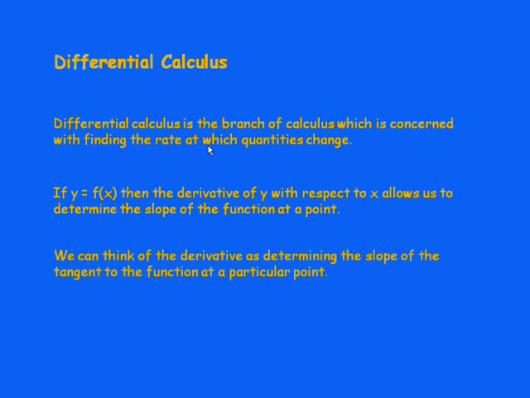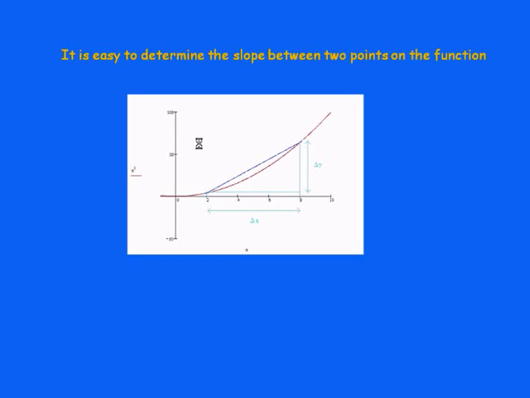And we can think of the derivative as essentially determining the slope of a tangent to the function at a particular point. Now, to understand this, let's first of all look at some diagrams. First of all, it's very easy to determine the slope between 2 points on a function. Here we've drawn the function of y equals x squared. Now suppose we want to find the slope at the point x equals 5.